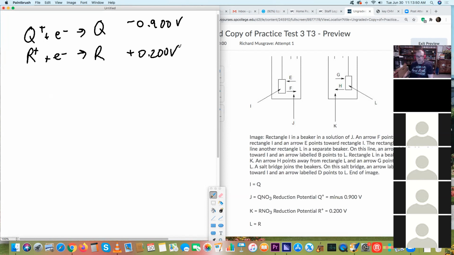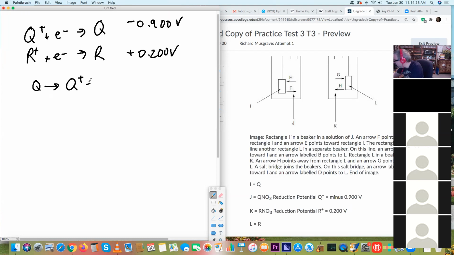For this point, don't we need one minus and then one positive? No, at this point, we need to know which one of these we have to flip in order to get a positive E0 cell. Flip the negative sign. That's right. It's always the smaller of the two, and negative 0.9 is smaller than 0.2. Right. So if we do that, we get this.